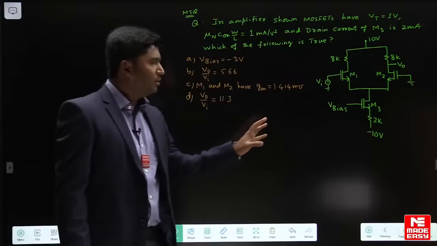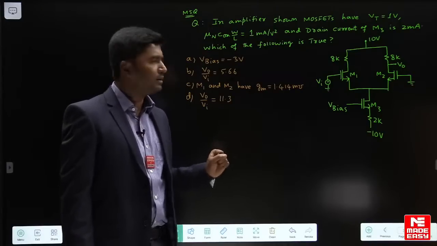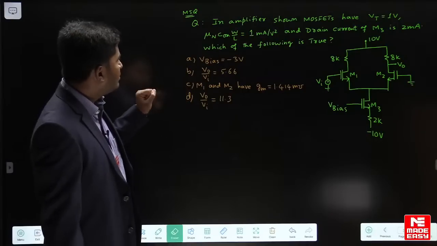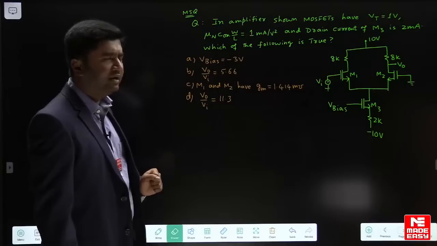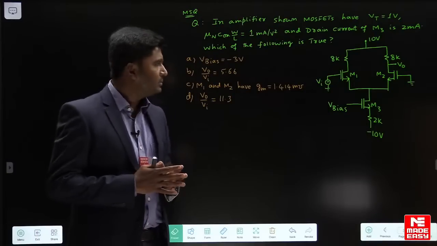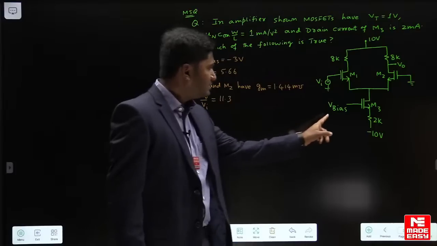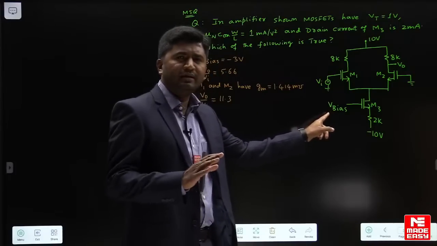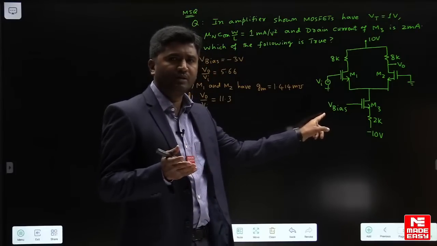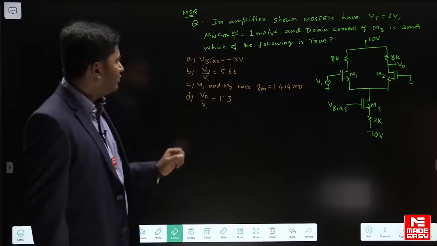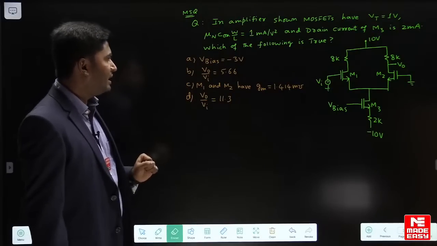It is a MOSFET differential amplifier, and we have to solve this MSQ. It is a multiple select question where more than one option can be correct. The options are about calculation of this bias voltage. V bias is a DC voltage for biasing purpose, so we need to find out that V bias, and we have to find out gain also, V0 upon Vi.